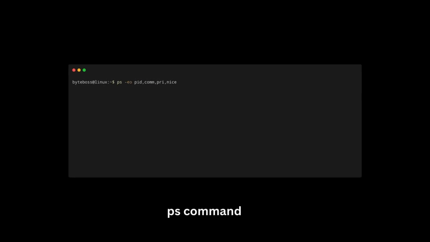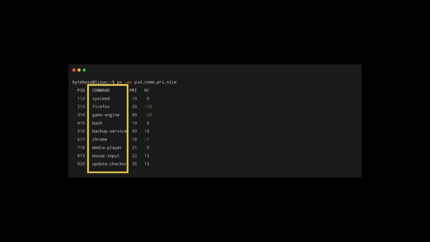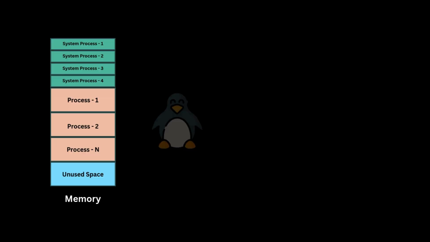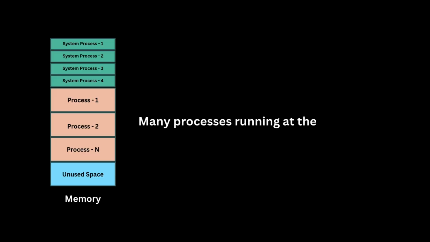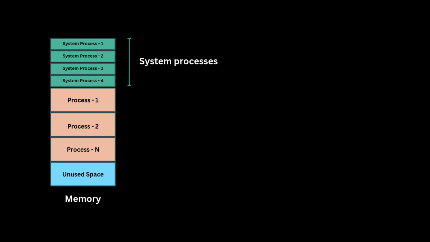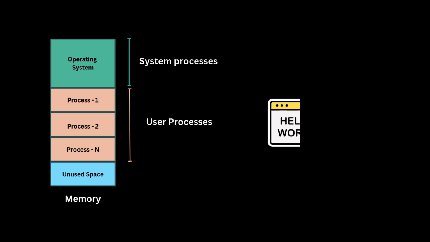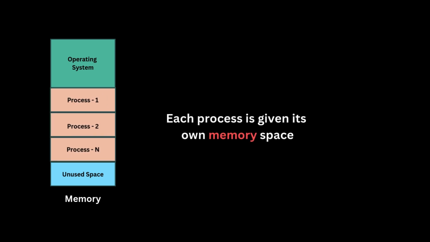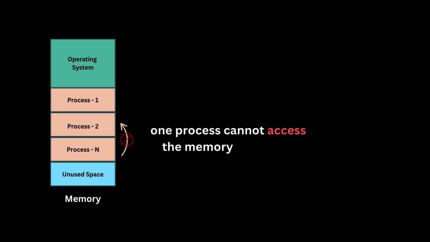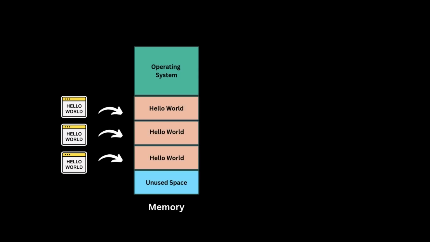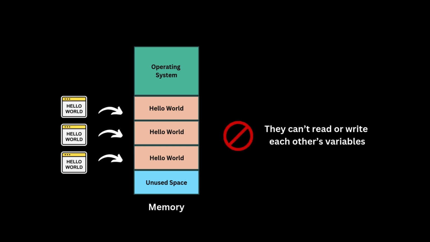Alternatively, you can use the ps command to see the process ID, command name, priority, and nice value for all running processes. In a Linux system, there can be many processes running at the same time. Some are system processes, which are part of the operating system, and others are user processes, like your Hello World program. For security reasons, each process is given its own memory space. This means one process can't access the memory of another. So if you run multiple instances of your Hello World program, each one works separately. They can't read or write each other's variables in memory.